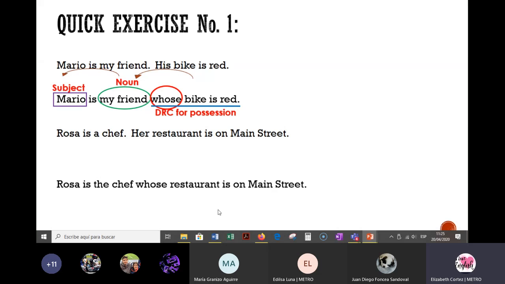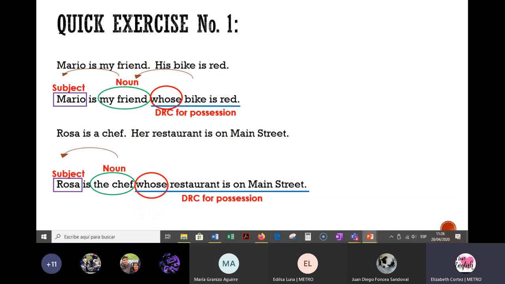All right, Granizo, then which one is the subject in this sentence? The subject is Rosa. Excellent, the subject is Rosa. And the noun? The chef. The chef, okay, very good. And the noun is describing Rosa. It's telling me who Rosa is. And the DRC? Whose restaurant is on Main Street. Excellent. And this DRC is for possession because it has the relative pronoun whose. And it's describing whose the restaurant is. It's from the chef, Rosa. Excellent. Questions so far?